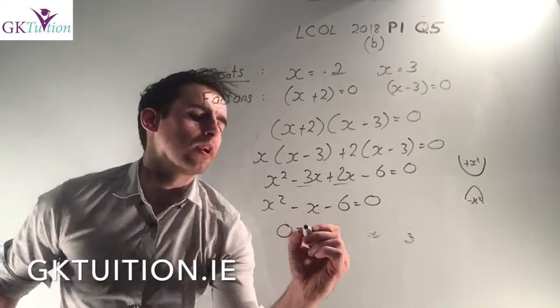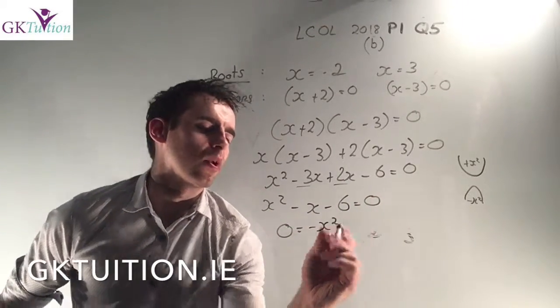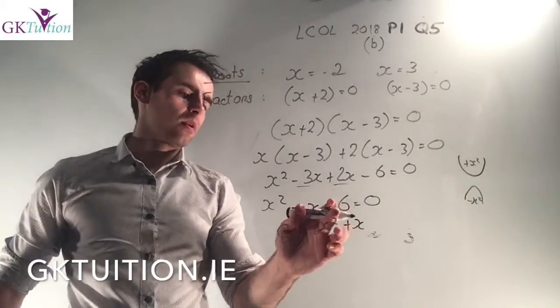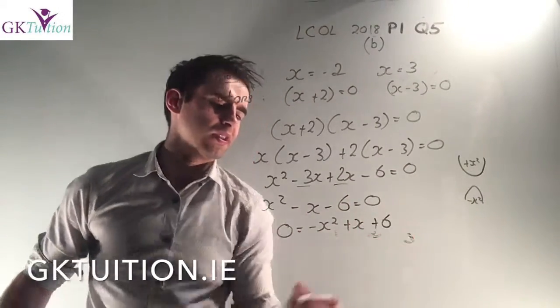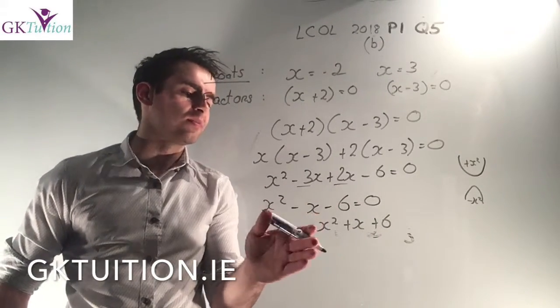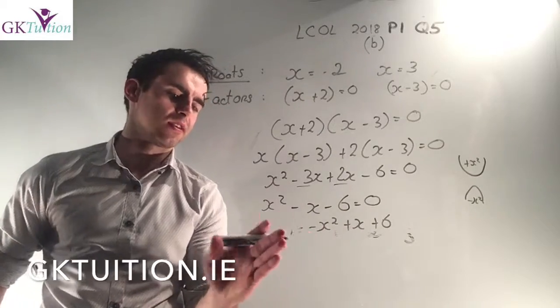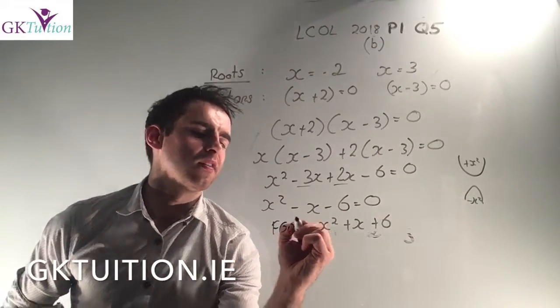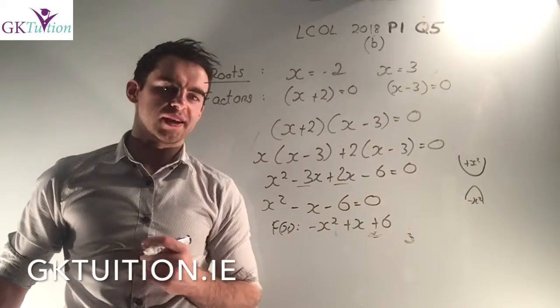If I brought my x squared across, it becomes minus x squared. If I bring my minus x across, it becomes plus x. If I bring my minus 6 across, it becomes plus 6. So therefore, I can now say that the function can be written as minus x squared plus x plus 6. So let's just leave it exactly the way they wrote it in the question. I can say the function is minus x squared plus x plus 6.